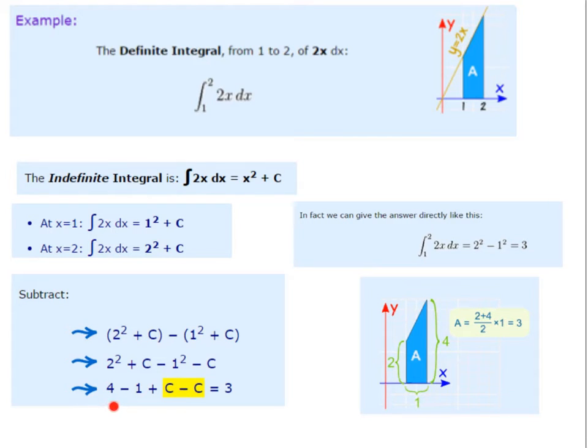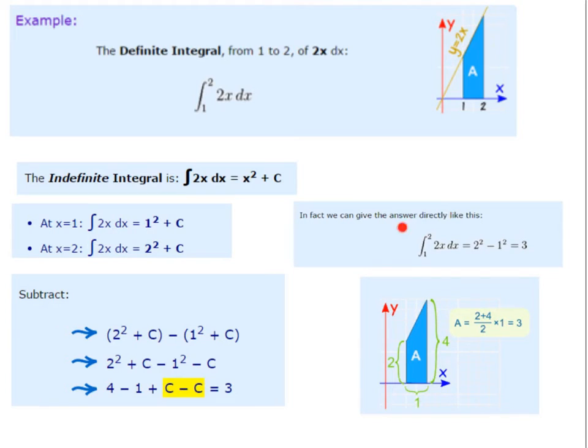We see here that we have 4 minus 1, and then the c's, c minus c, the c's go away, so the constant value becomes non-existent, and therefore we don't need to worry about it. That's why the c goes away in a definite integral. And then the value of that is 3. And so what you have found is that the area of this trapezoid underneath the line is 3.